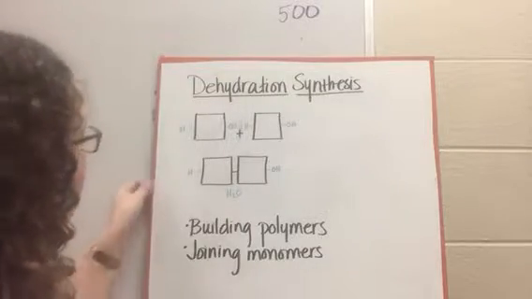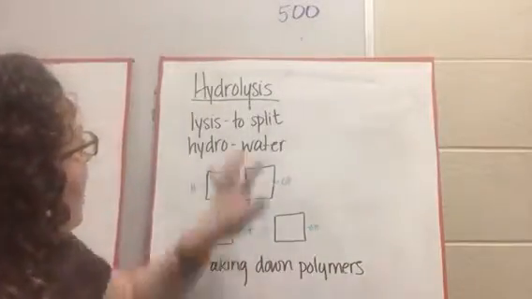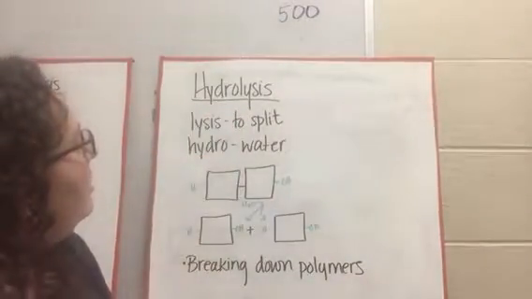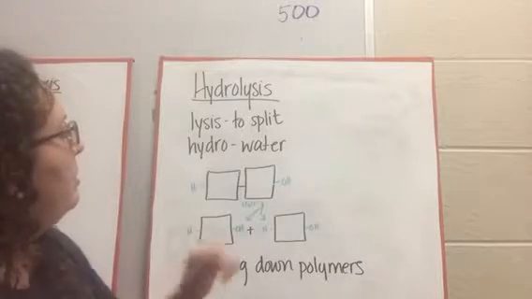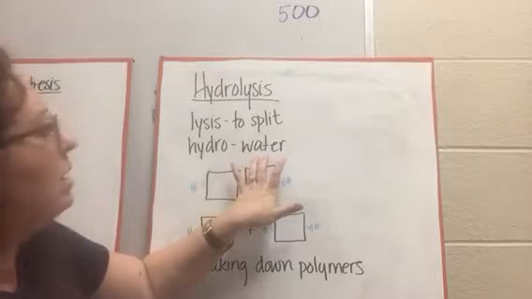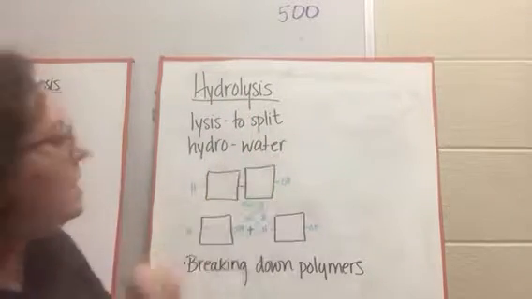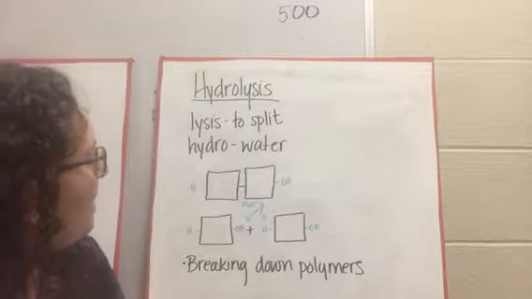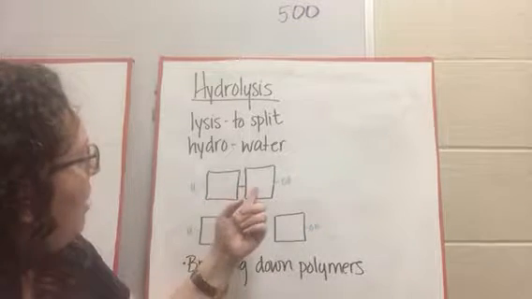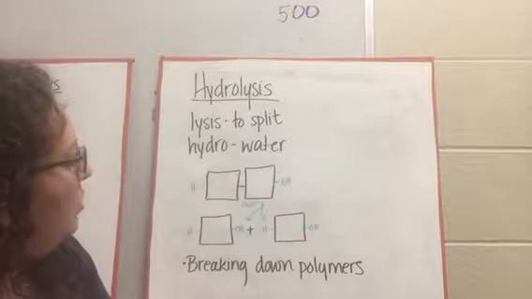out of it. So now on the opposite side, if we are wanting to split a polymer, it's called hydrolysis. The name is helpful to remember this one. Lysis means to split, hydro means water, and so hydrolysis is we are splitting water. So here we start with what we had before. We have our polymer, we've got our hydrogen here, our OH here. We're going to split those two apart.